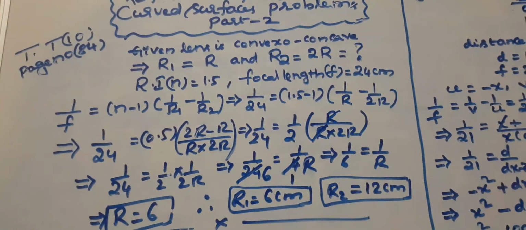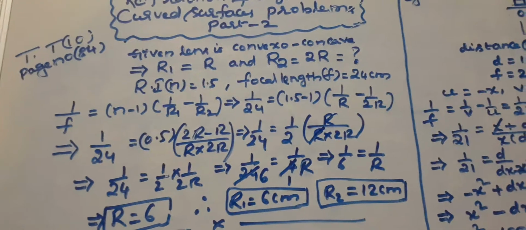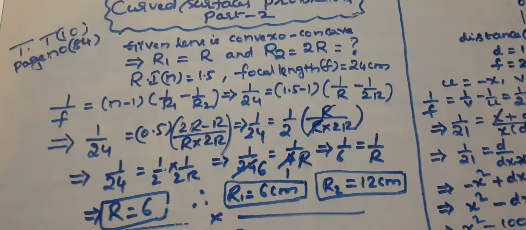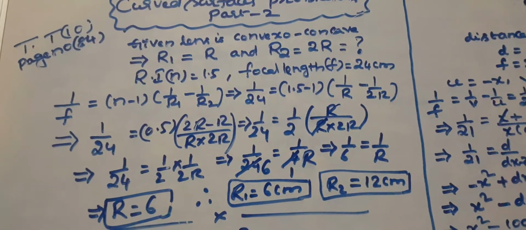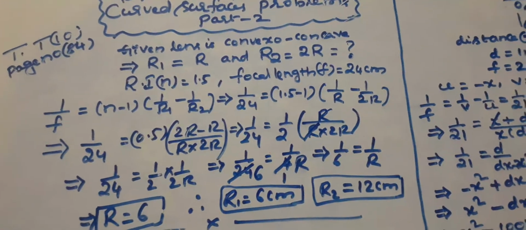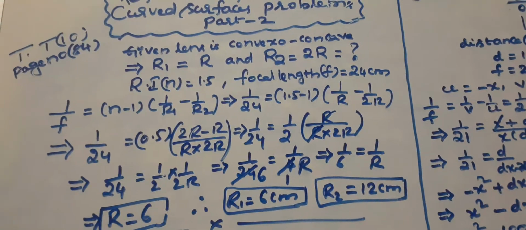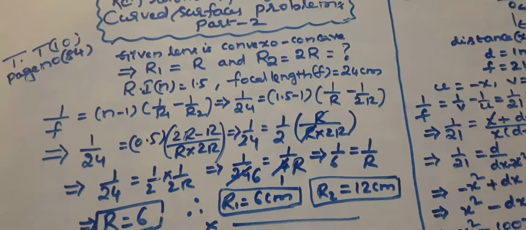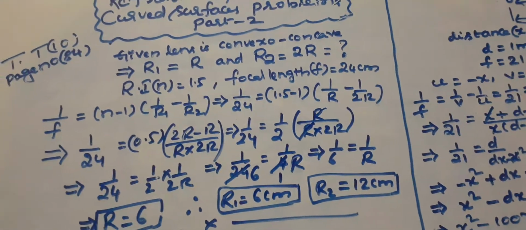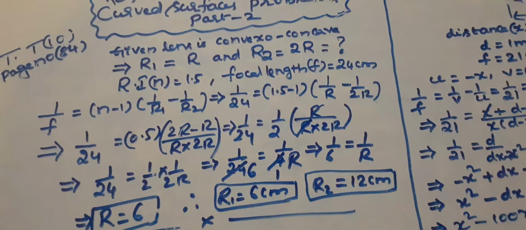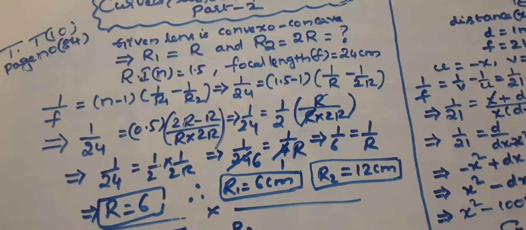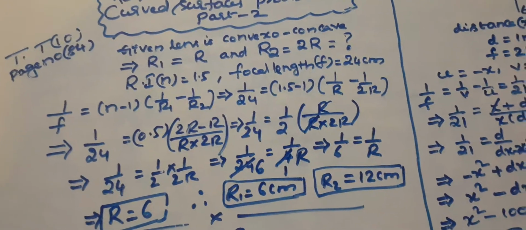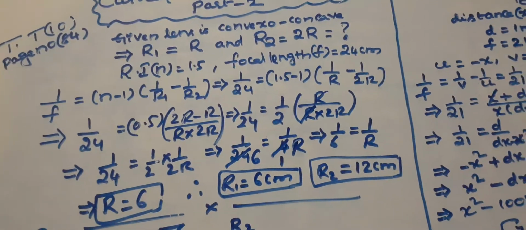A convex-concave lens is given having radii such that one radius is r and the other is double the first one, that is r1 is r, r2 is 2r. As a convex-concave lens, from sign convention r1 is taken as plus r and r2 is also plus 2r. 2r is taken because one of the radii is double the other. From sign convention both are positive. The refractive index is 1.5 and the focal length is 24 centimeter.